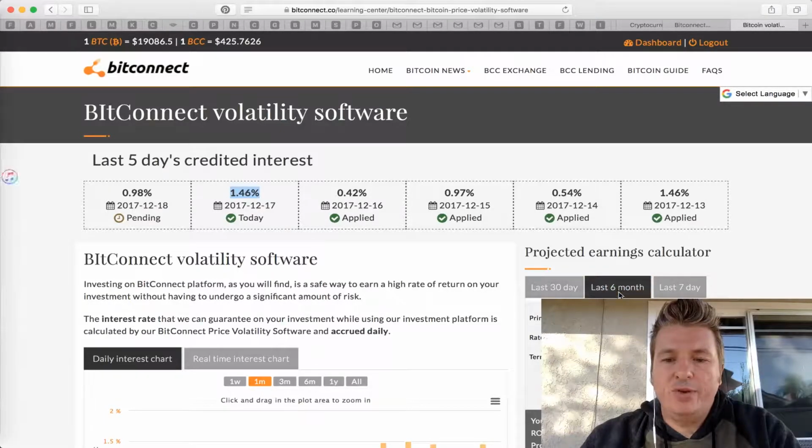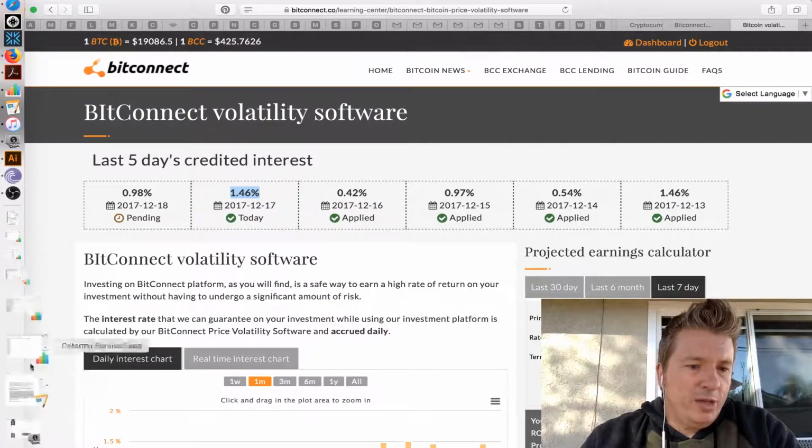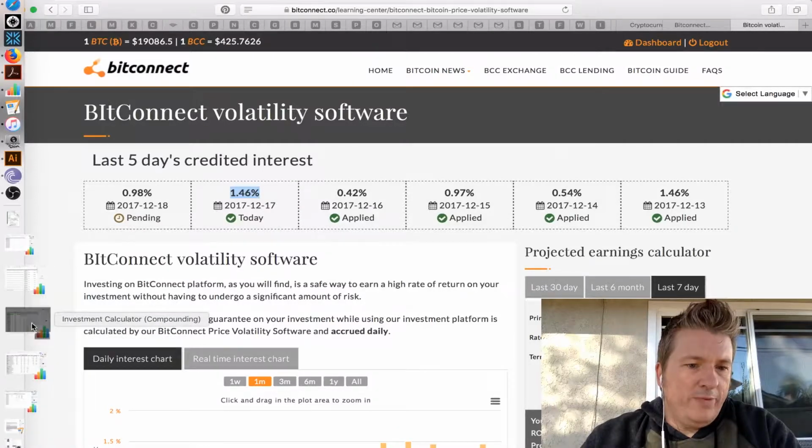Our 6-month average is down to 0.95, but our last 7 days is sitting at 0.91%. Okay, so let's go back. I need to update my spreadsheet. So, investment calculator.